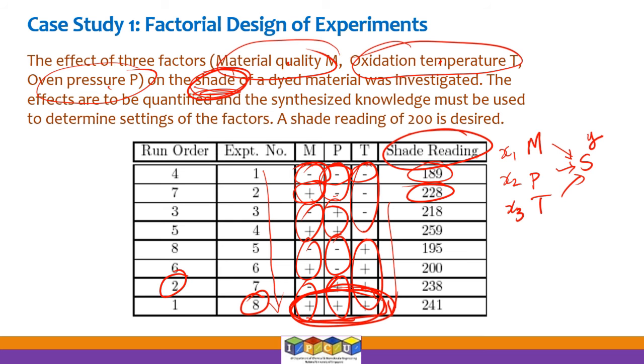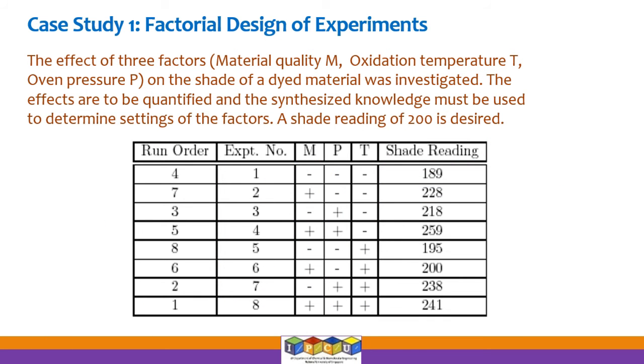The second experiment to be conducted was the experiment that is labeled as 7, right? And so on. The third experiment was this one. So the run order is different from the standard order. And here, what happens is they say a shade reading of 200 is desired.